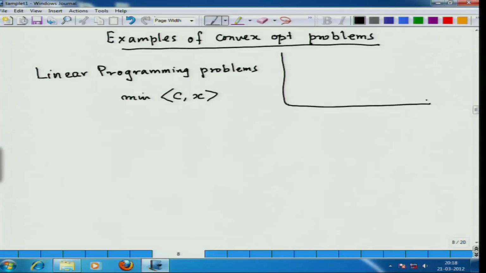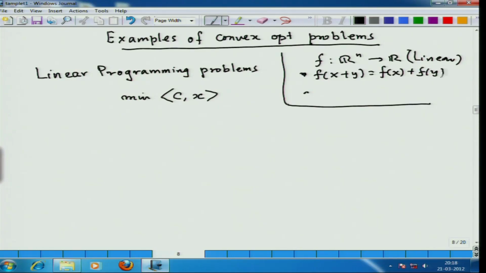In case you do not, if you take any function from Rn to R, this function is said to be linear if these two properties hold. First is the property of additivity, that f of x plus y is the same as f x plus f y, and the second property is homogeneity, that if I take any real number lambda and scale up or scale down this vector, this is the same as lambda f x, where lambda is in R. So, this is the definition of a linear function.